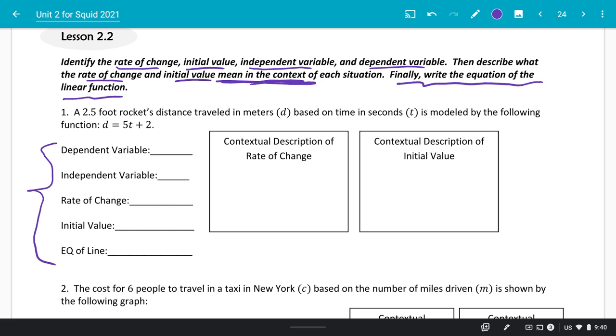So, question number one. A 2.5-foot rocket's distance traveled in meters based on the time in seconds t is modeled by the following equation. I don't want you to see the equation, so I'm going to hide it for a second. Okay? So we got two variables here, d and t. Which is which, and how do you know? Yes, dear.